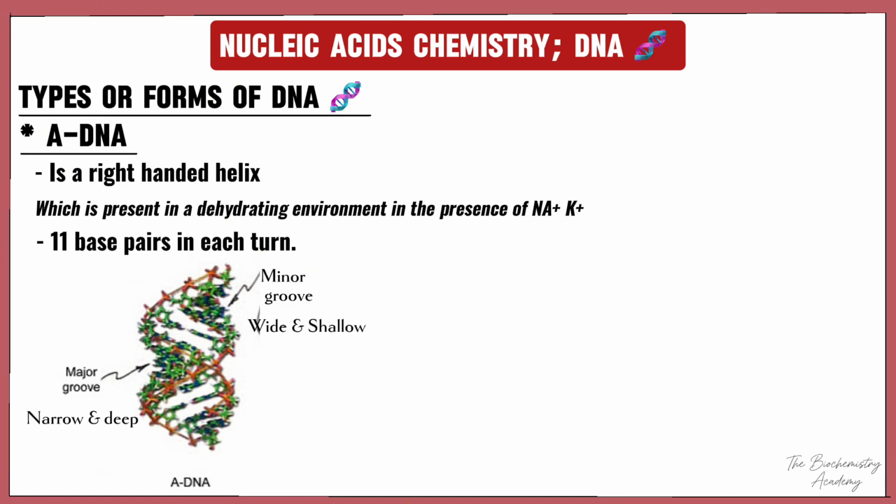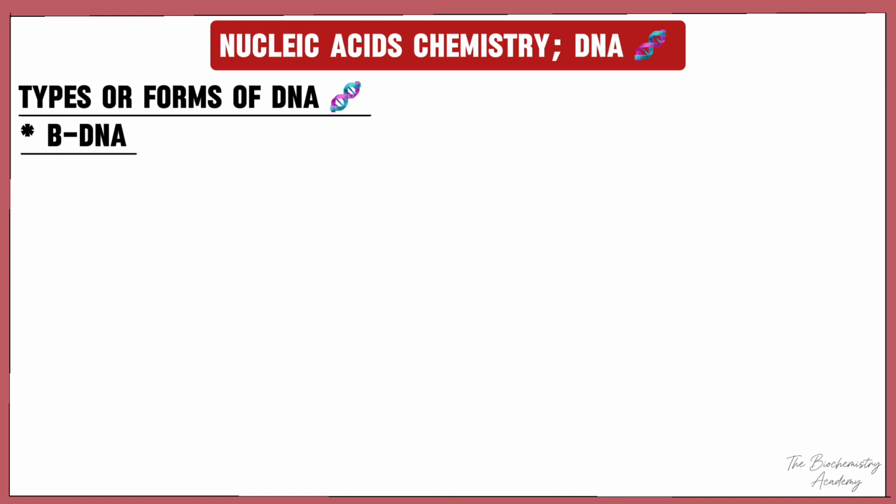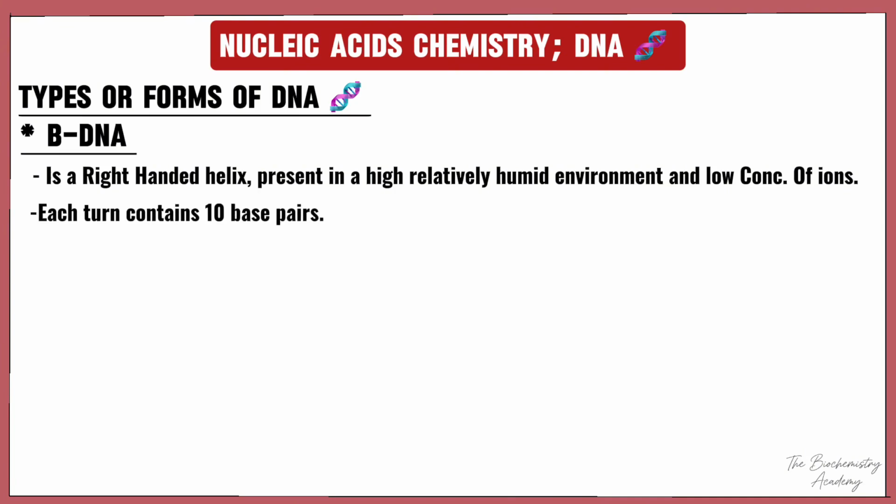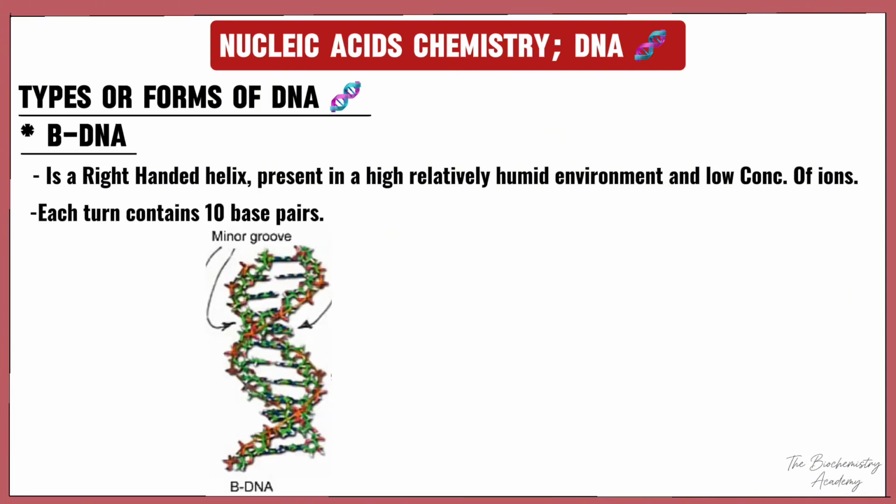Now, the next form is the B form of DNA. The B form of DNA is a right-handed helix, which is present in a very high relative humid environment and in low concentration of ions. Now, each turn contains 10 base pairs. Now, in the structure of the B form of DNA, there is the major and the minor groove. The major groove is wide and deep, while the minor groove is narrow and deep.